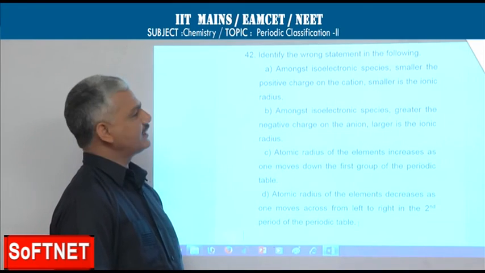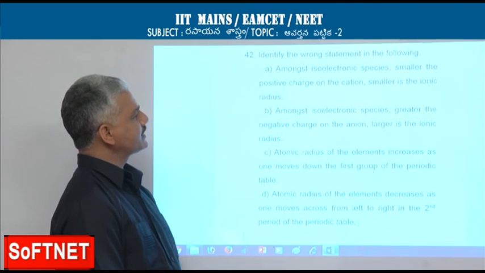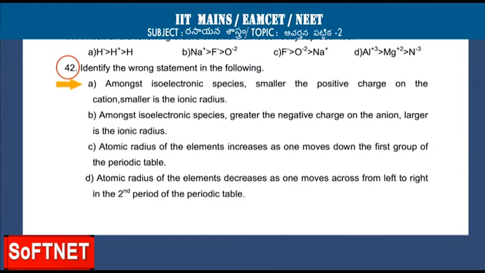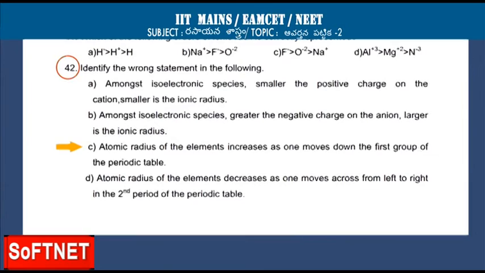Identify the wrong statement in the following. The given options are: first one, amongst isoelectronic species, smaller the positive charge on the cation, smaller is the ionic radius. Second option B is, amongst isoelectronic species, greater the negative charge on the anion, larger is the ionic radius. C, atomic radius of the elements increases as one moves down the first group of the periodic table. And last option D is, atomic radius of the elements decreases as one moves across from left to right in the second period of the periodic table.